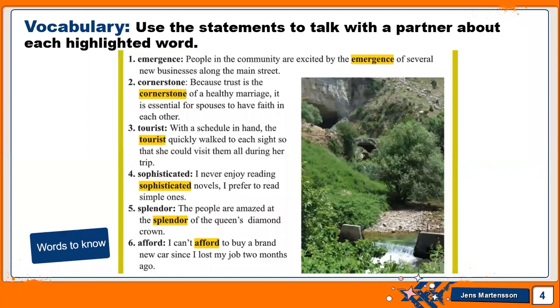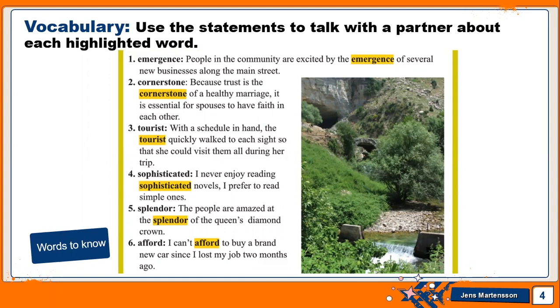So let's look at the first vocabulary word, which is emergence. We're going to read this vocabulary word in a context in the sentence and try to find its meaning. So the sentence says, people in the community are excited by the emergence of several new businesses along the main street. So something new, a new business is being emerged, is being introduced, coming out, all right?